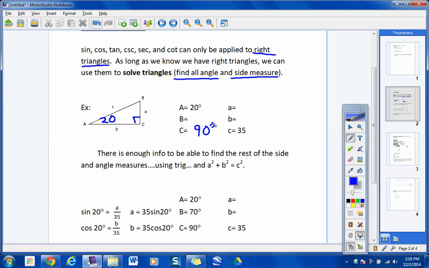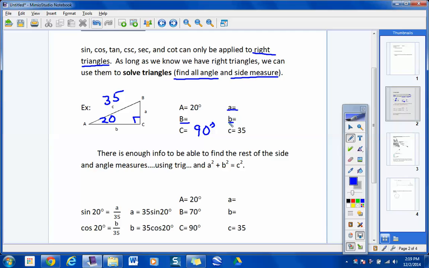Side C is what distance? 35, right? So if I know side C is 35, we really now are left to find angle B, side A, side B. Okay? So in this situation right here, is there an easy way to figure out angle B?